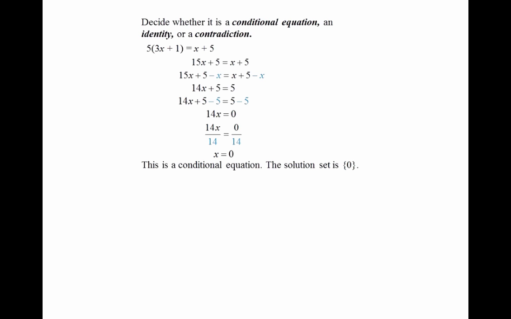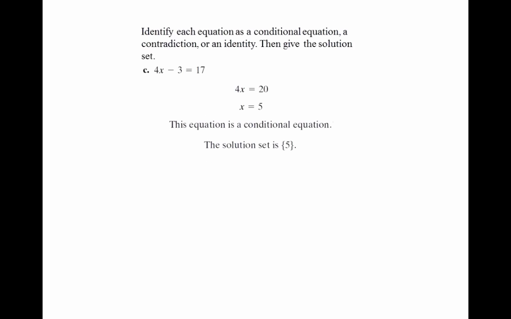Another example, decide whether it is a contradiction, identity, or conditional equation. Here we distribute the 5, combine like terms, and at the end we get x equal to 0. With x equal to 0, we do have a solution for this. So that is a conditional equation, and the solution is 0 in this case.